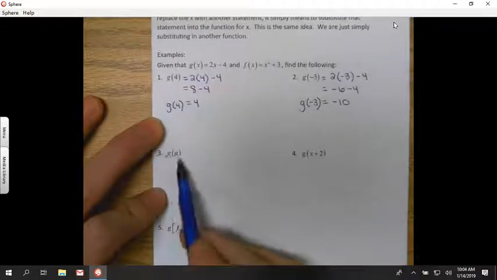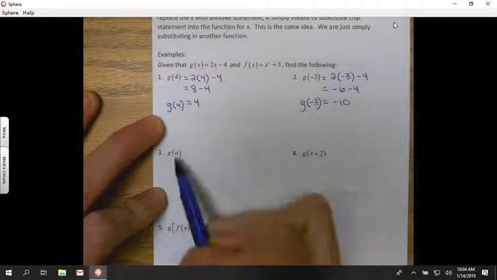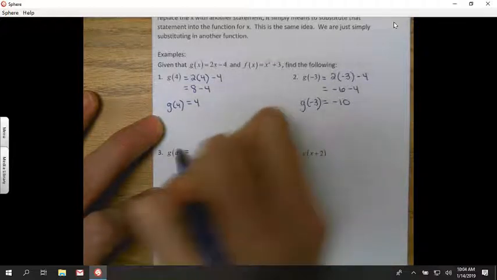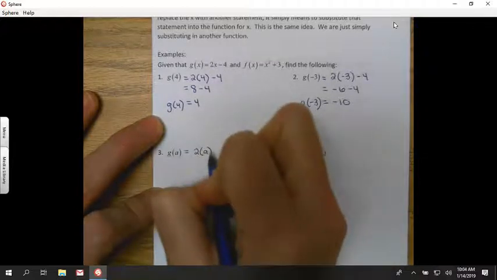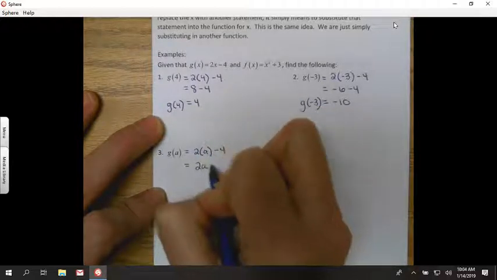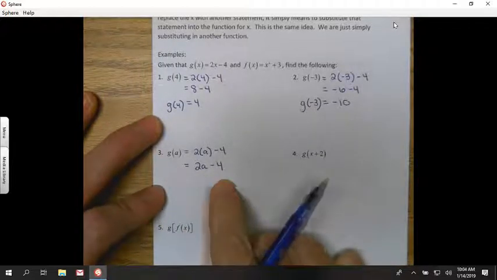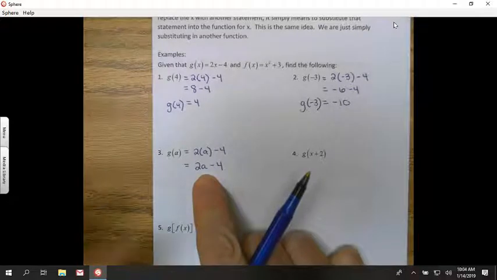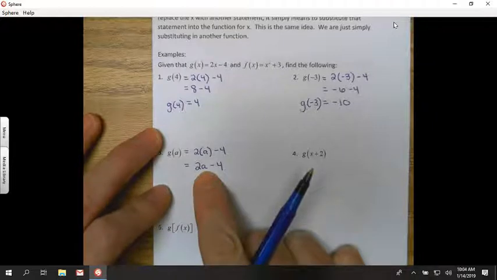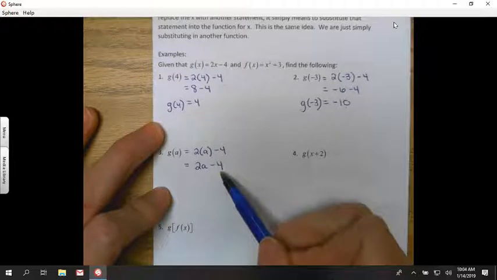Well, what if I don't give you a number? I just give you a. It's the same process. Anywhere in my function g that there is an x, this time we're just going to replace it with a. So 2 times a, 2a, and then minus 4. This is as far as I can go, because there's not a number that I'm multiplying by. I just plugged in a. I don't know what a is. It doesn't have a numerical value right now. So I end up with an equation as my answer.